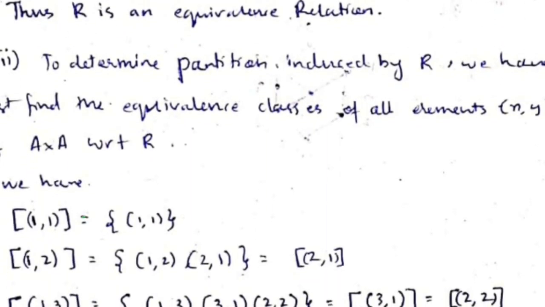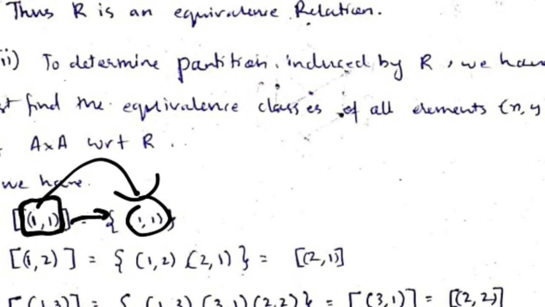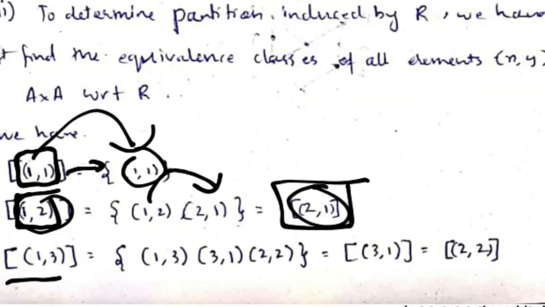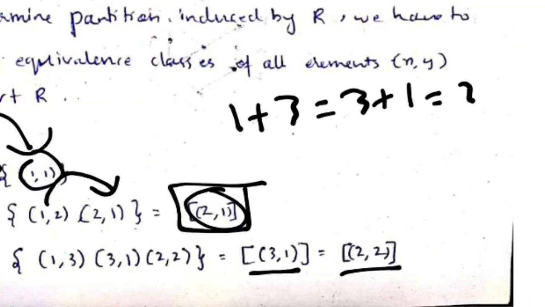We have to consider each element here, which is (1, 1). Now see, when we have written the whole relation, (1, 1) is related to none but only (1, 1), so only one element will be there in this set. Then (1, 2) is related with (1, 2) and (2, 1). So that's the partition set of (2, 1) and (1, 2). Now for the third one, (1, 3) and (3, 1) and (2, 2). Why? Because 1 plus 3 is equal to 3 plus 1 is equal to 2 plus 2.